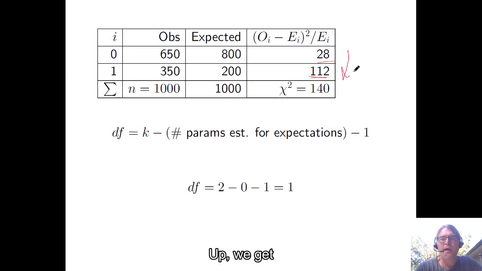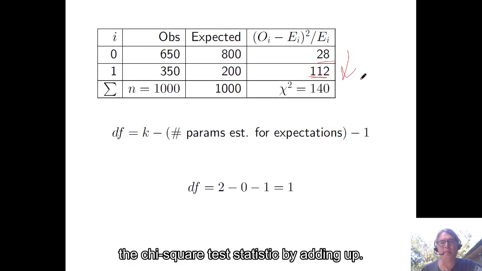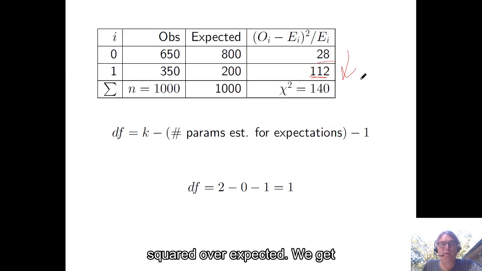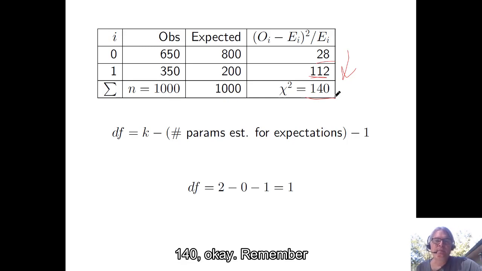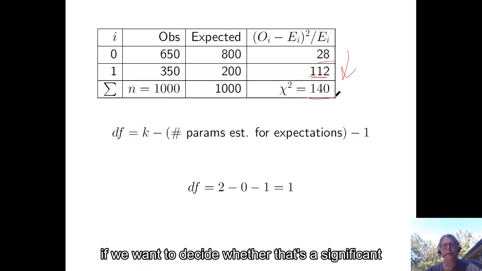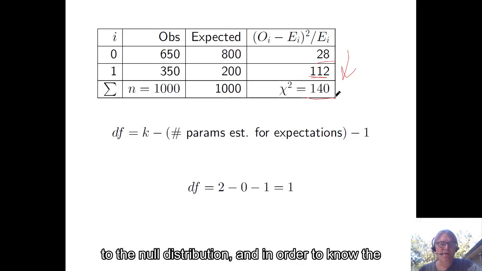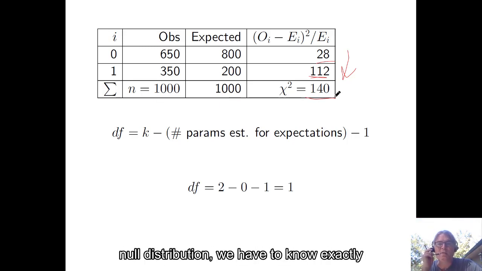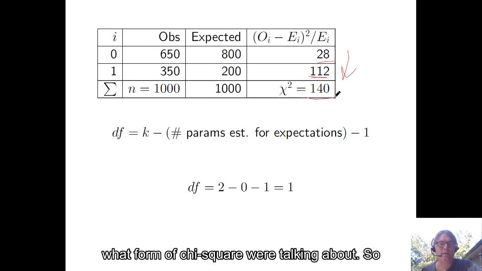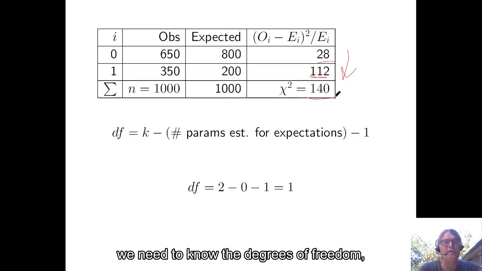So if we add those up, remember, we get the chi-square test statistic by adding up all of these observed minus expected squared over expected. We get 140. Okay, remember, if we want to decide whether that's a significant result, we have to compare that test statistic value to the null distribution. And in order to know the null distribution, we have to know exactly what form of chi-square we're talking about. So we need to know the degrees of freedom.